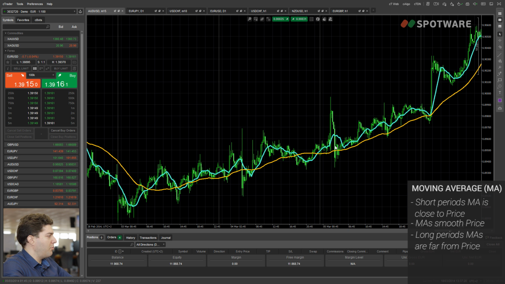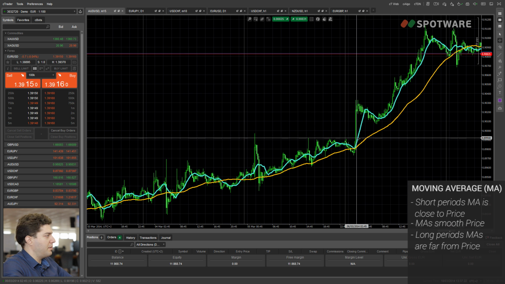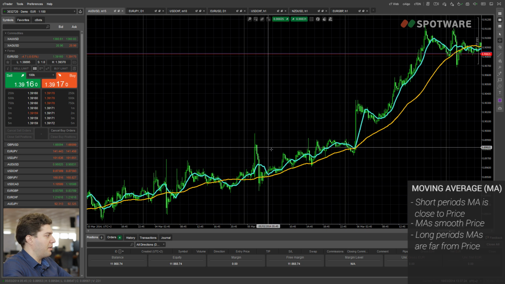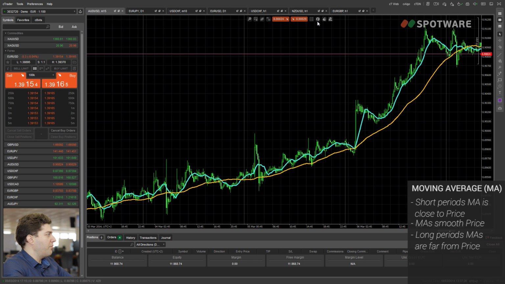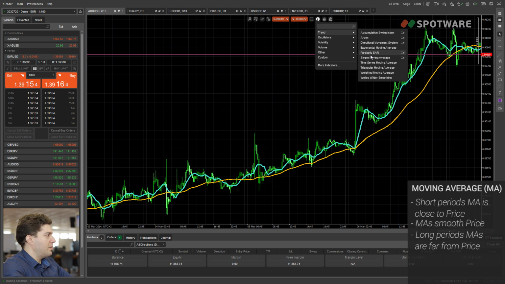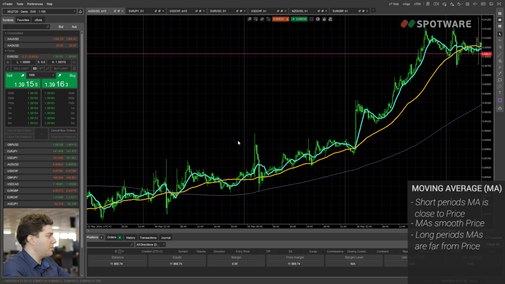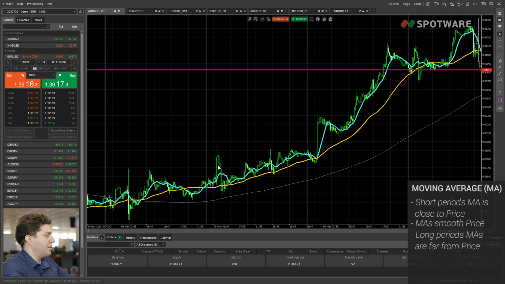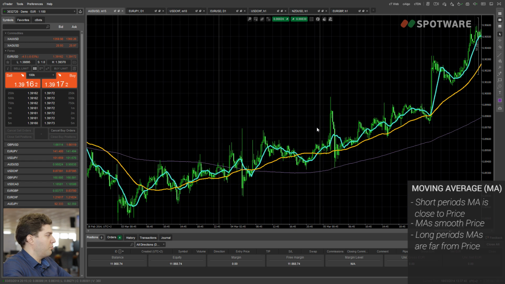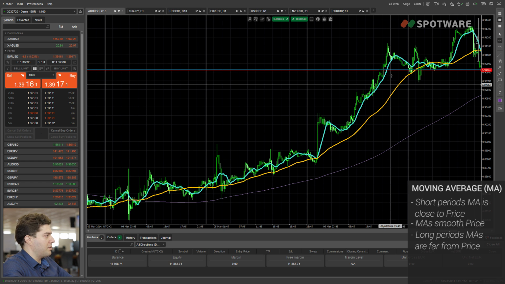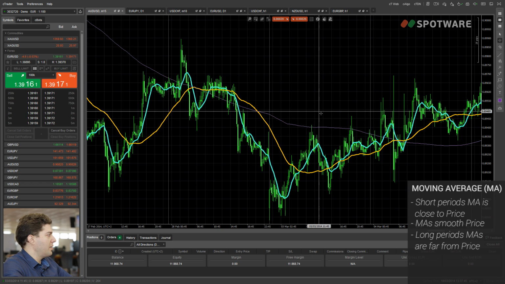From 50 periods and above, it's better for determining trends. Now, if we go to a long-term moving average, like this is from 100 to 200, the most popular one is a 200 moving average. You're going to see that this is purely for understanding trends. So you see the distance between the price and the moving average.